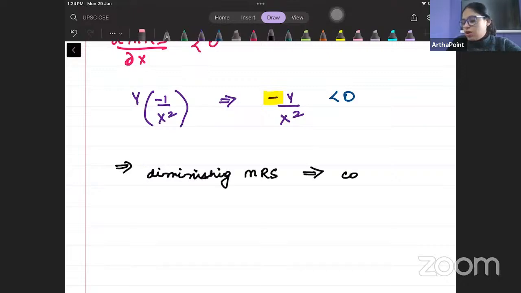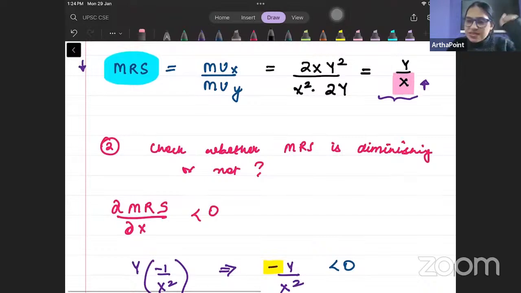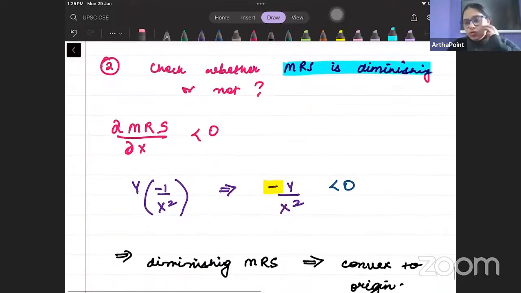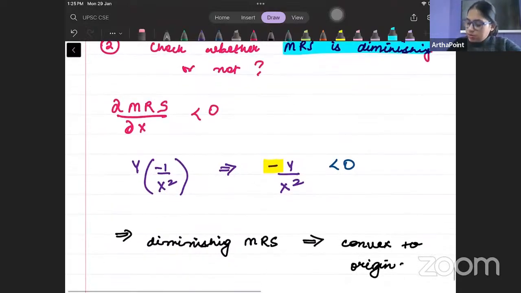Diminishing MRS का मतलब हो गया convex to the origin. Am I clear? Try to understand this very well. So what are we saying? We are saying that if my indifference curve is convex to the origin, उसको mathematically check करने के लिए, to check that mathematically, I have to check whether my MRS is diminishing or not. Right? Okay, beta.